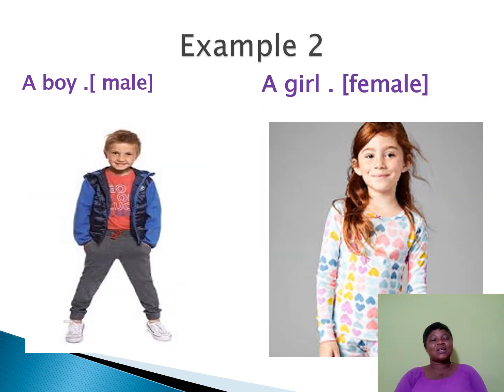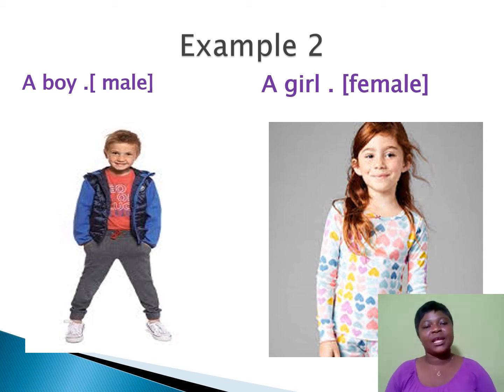Okay, so let's look at our next example. Example 2. We have a boy and a girl. So we can name them John and Ruth. So a boy, is he a male or a female? Yes, a male, and then a girl, a female. As we said, the cock is the male, and then the hen is the female.